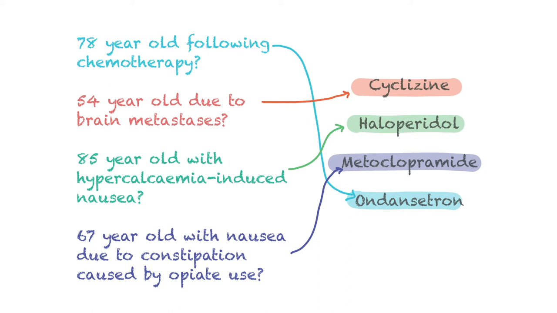additional antiemetic properties. Haloperidol is the antiemetic of choice when there is a chemical cause of the nausea, such as raised serum calcium levels. Other options include levomipromazine and cyclizine. And lastly, metoclopramide would be the antiemetic of choice when nausea is caused by gastric stasis, as it's prokinetic. It's a D2 receptor antagonist and must be avoided in bowel obstruction.